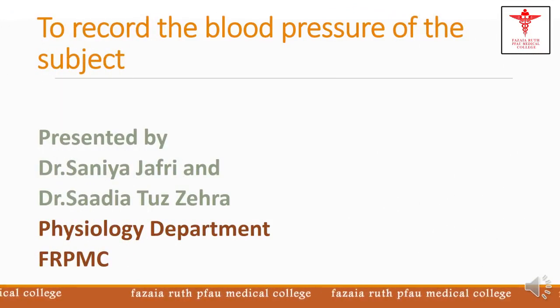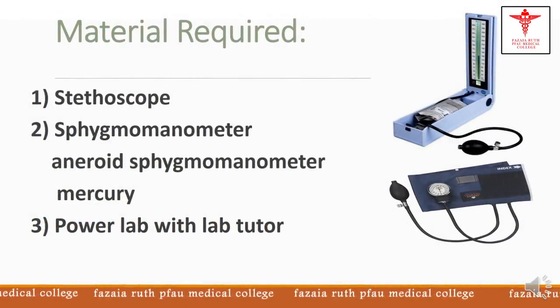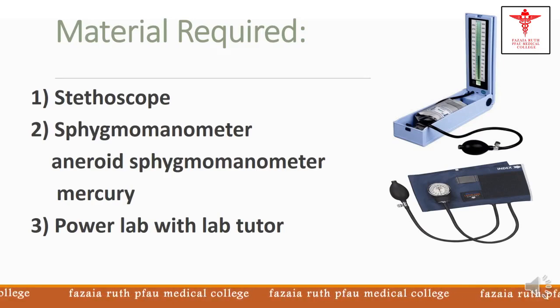I'm Dr. Sania Jaffrey from the Physiology Department, FRPMC. And I'm here to tell you how to record the blood pressure of a subject. The material which is required for this method is a stethoscope and a sphygmomanometer, which could be of any variety, aneroid sphygmomanometer or a mercury type. We also do this method by using a PowerLab with the LabTutor, but at the moment we are doing it manually using an aneroid sphygmomanometer.